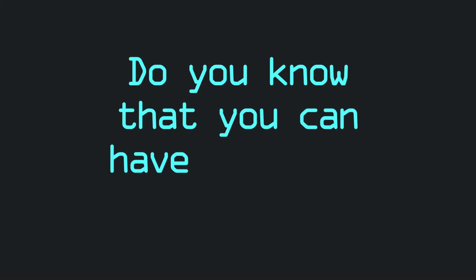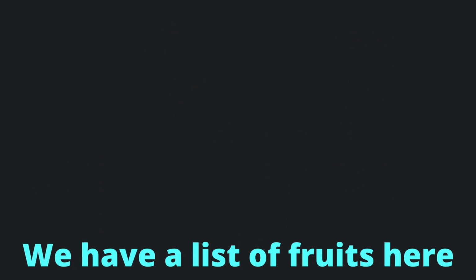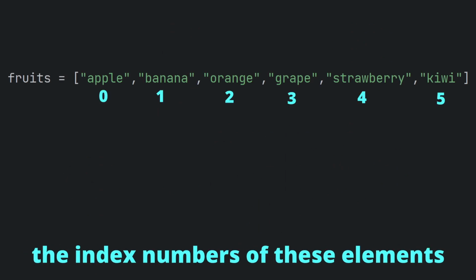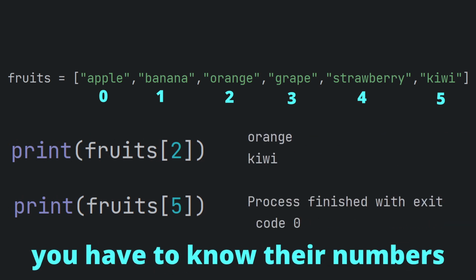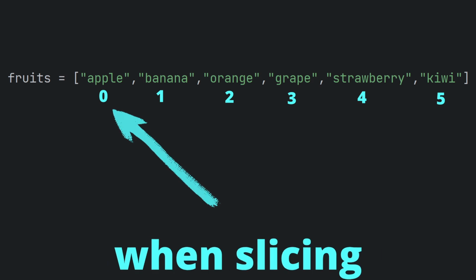Do you know that you can have full control over any list? I'm gonna show you how. We have a list of fruits here. Firstly, you have to understand the index numbers of these elements. As you can see, when you want to call any of them, you have to know their numbers in the list. They start from 0, so just be careful when slicing.